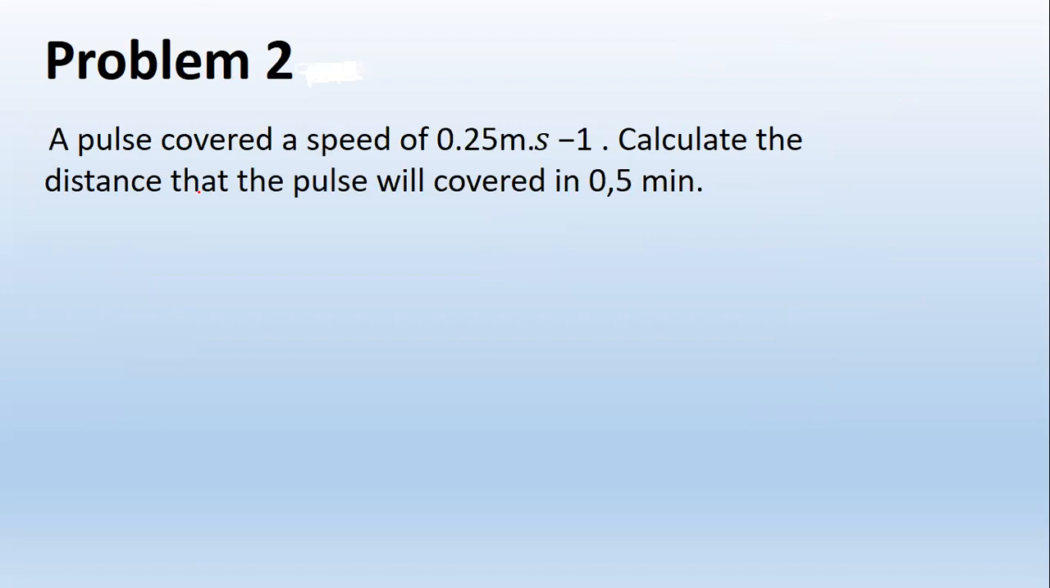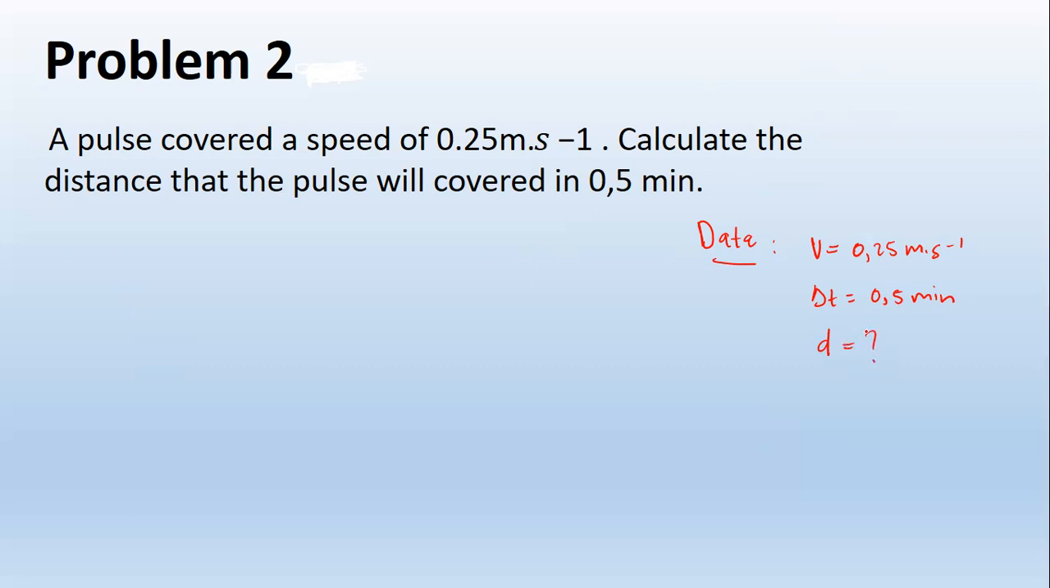Now, problem number 2 says a pulse covered a speed of 0.25 meters per second. Calculate the distance that the pulse will cover in 0.5 minutes. So let us write the data provided to us. We are given the speed, which is 0.25 meters per second, and we are also given time, which is change in t. Be careful, our time is given in minutes, not in seconds. And then what do we want to calculate? The distance.